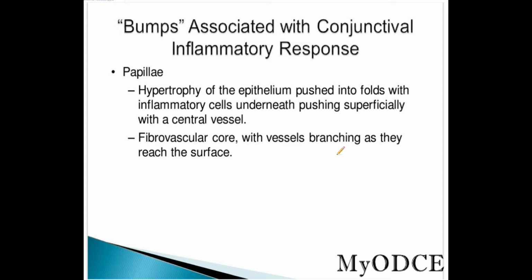So to start with, papillae are a hypertrophy of the epithelium pushed into folds with inflammatory cells underneath, pushing superficially with the central vessel. That central vessel is part of a fibrovascular core with vessels branching as they reach the surface. So under the slit lamp, or even just if the lid is flipped and you're looking at the patient, you would expect it to have a bit of a reddish hue at least, right? To be more reddish.